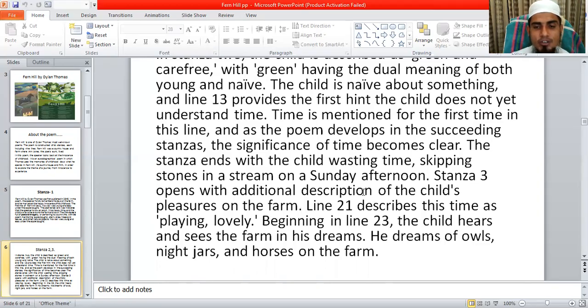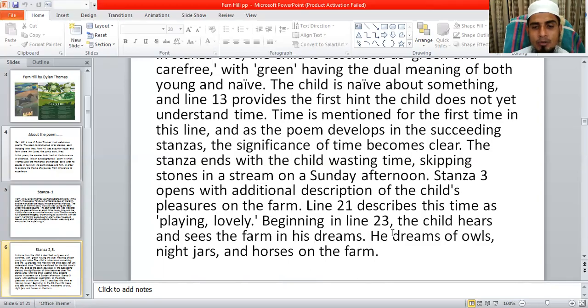Stanza 3 opens with additional description of the child's pleasure on the farm, how he takes pleasure from nature by playing with nature. Line 21 describes this time as playing lovely. In this way he describes the time. Now he spends his time playing in a lovely atmosphere with nature.